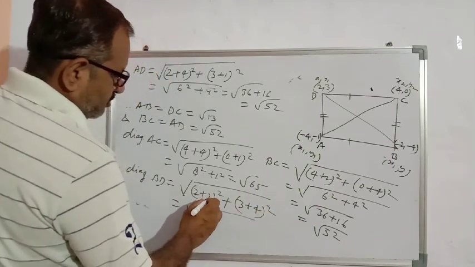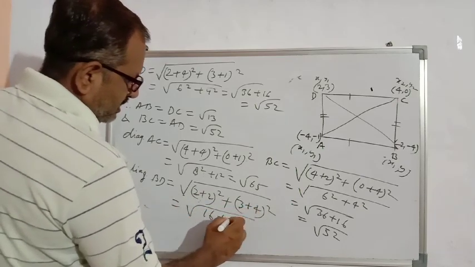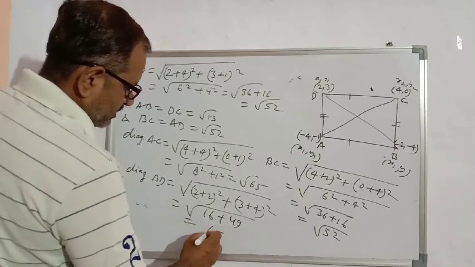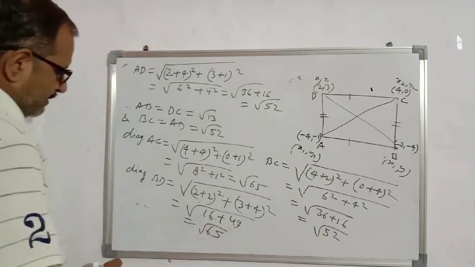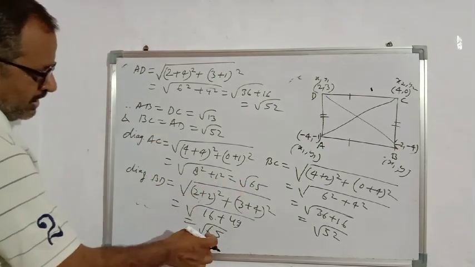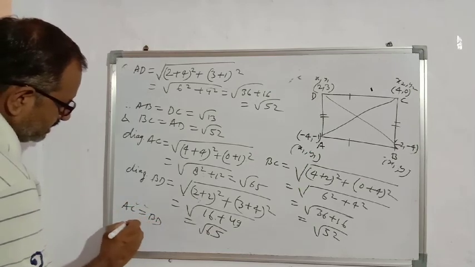2 plus 2, 4. 4 square is 16. 4 plus 3, 7 square is 49. 9 plus 6, 15. Root 65. So we see that diagonal AC and diagonal BD both are equal. AC is equal to BD.